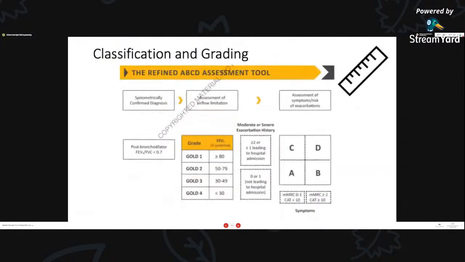And then the second thing we need to know is the ABCD assessment tool classification. So this is as outlined in the GOLD guideline of COPD, where we have GOLD 1, 2, 3, 4, as well as the category A, B, C, D.